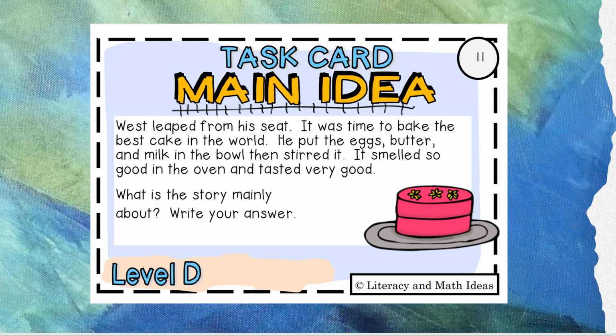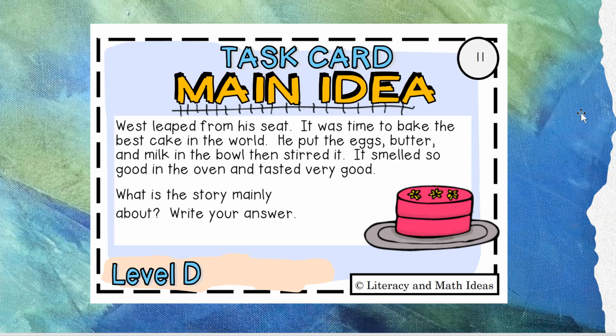Wes leaped from his seat. It was time to bake the best cake in the world. He put the eggs, butter, and milk in the bowl, then stirred it. It smelled so good in the oven and tasted very good. What is the story mainly about? Write your answer. So, what are most of the sentences talking about?